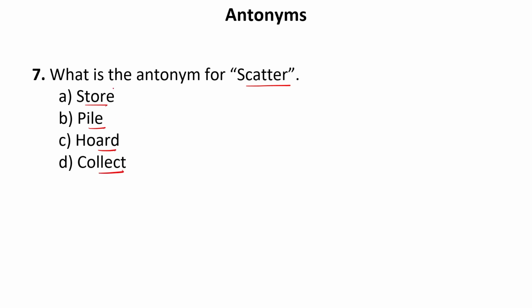Store, to store something, to keep something at a place. Pile means to make the heap of something. Hoard means to hoard or to retain something. So the correct antonym of this word scatter will be collect. Collect means to gather something. Scatter means to disperse or to spread something. So our answer is D. D is absolutely correct answer.